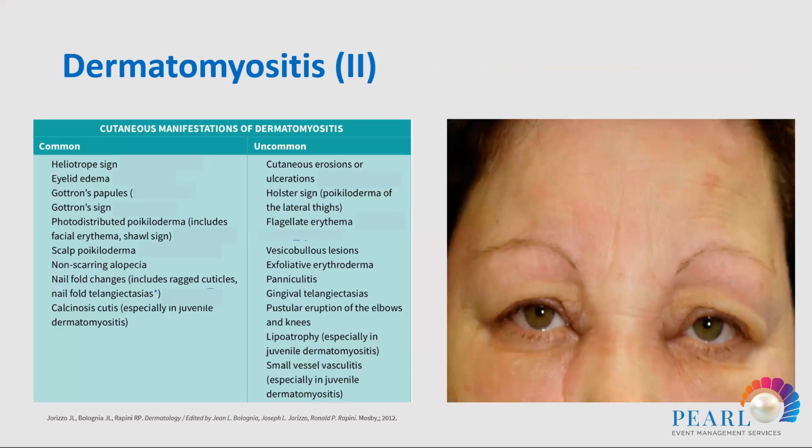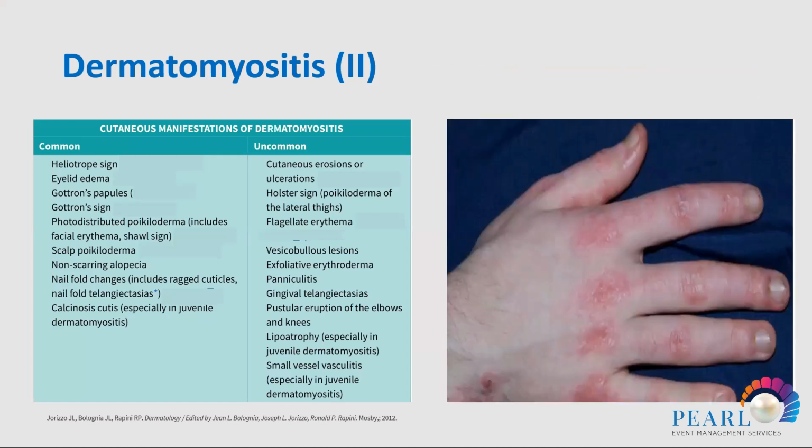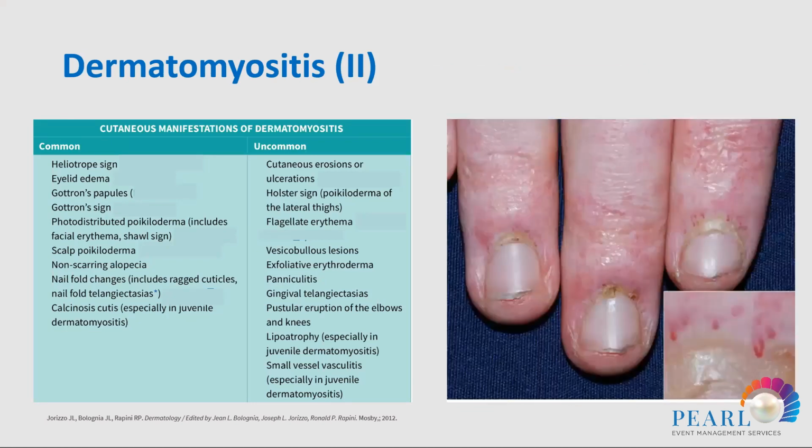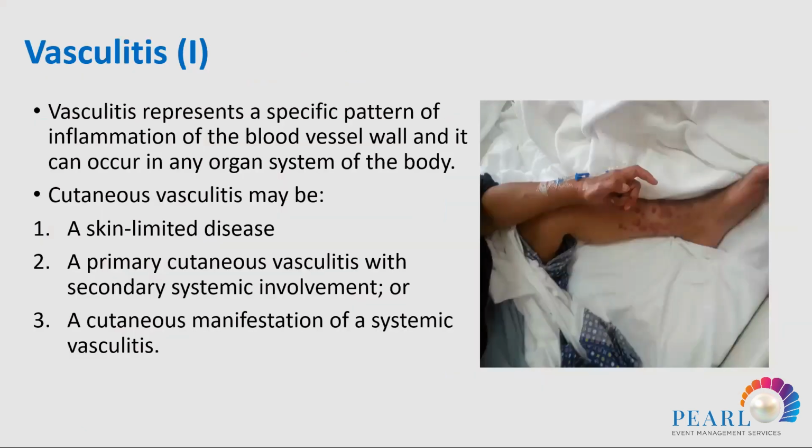What are the most common cutaneous findings with dermatomyositis? As we can see here, the heliotrope sign, where patients present with violaceous patches around the eye. Also, we have the Gottron papules, where patients may have lesions mainly on the knuckles. If it is found on the elbows and on the knees, this is called Gottron sign. And not to forget, always check for the nail changes, especially the ragged cuticles, and look for the dilated nail fold telangiectasia, because this will aid with the diagnosis of dermatomyositis.